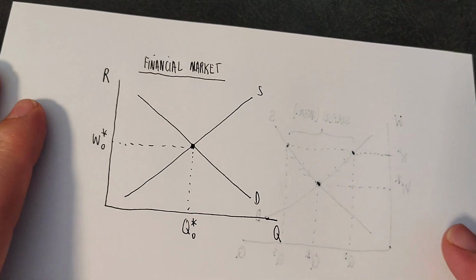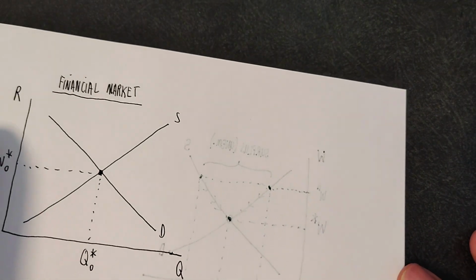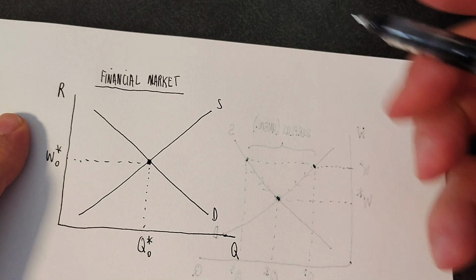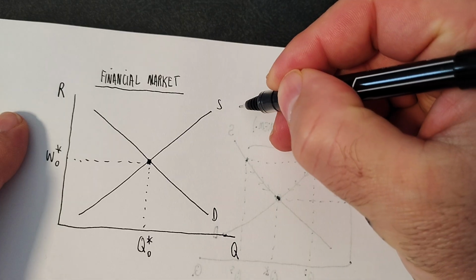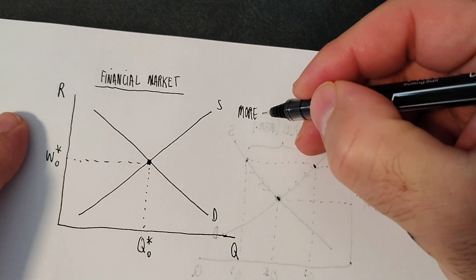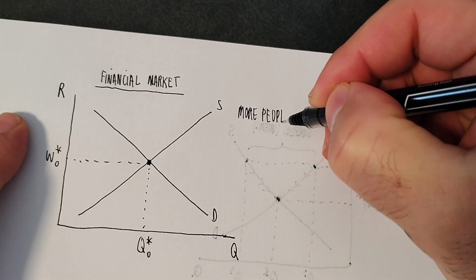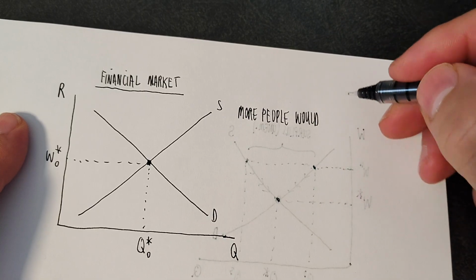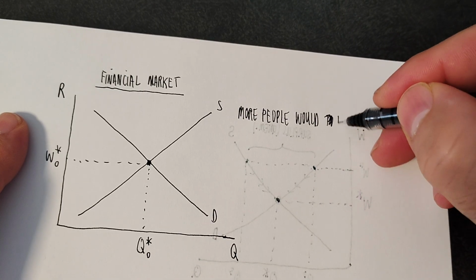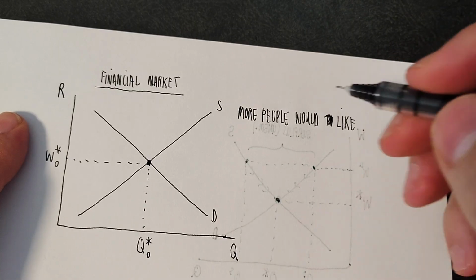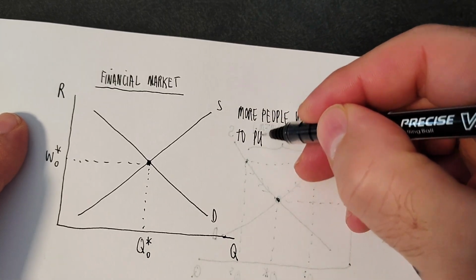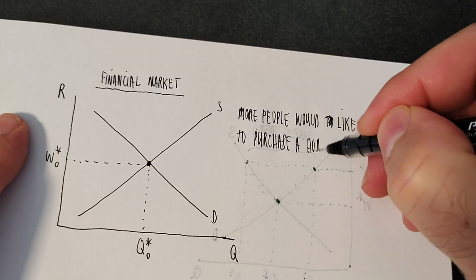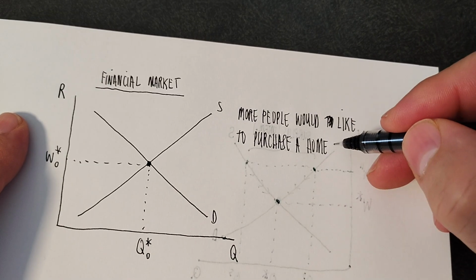All right, so let's say that more people would like to purchase a home using a mortgage.